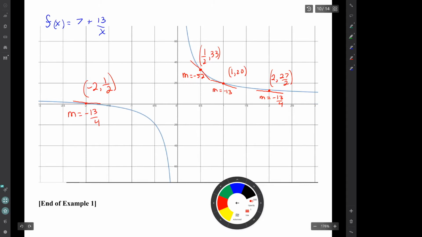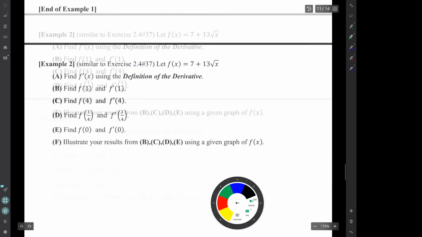Notice something interesting here. At x equals -2 and x equals +2, the slope of the tangent line is -13/4. So those two tangent lines are actually parallel. The y values are different at those two x values, so those two tangent lines don't touch, but they do have the same slope. All right, that's the end of example 1. Let's go on to example 2.